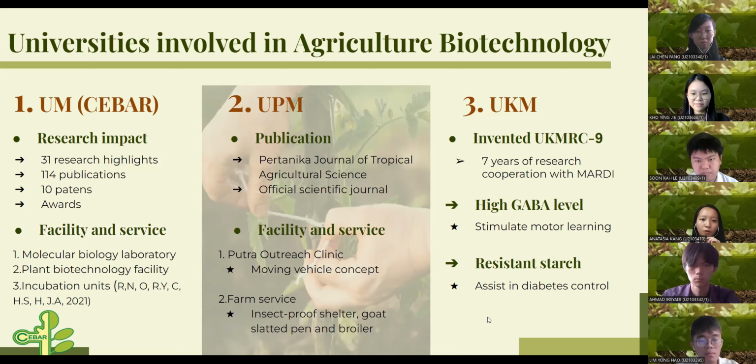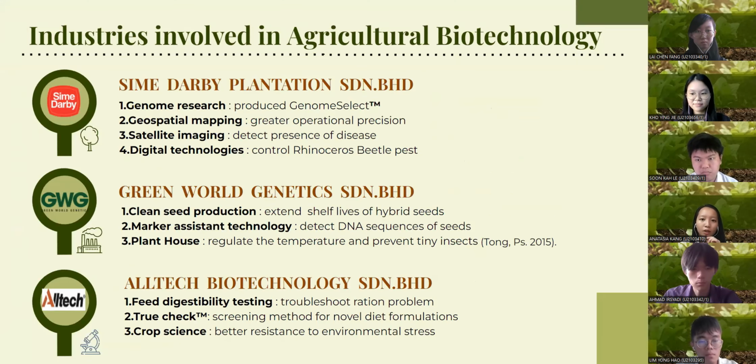Next, we'll move on to industry that involve in agricultural biotechnology. First one is Sime Darby Plantation, which invented genome research to produce higher yielding seeds, geospatial mapping to provide greater operational precision, satellite imaging to detect presence of disease, and digital technology to control the rhinoceros beetle pest.